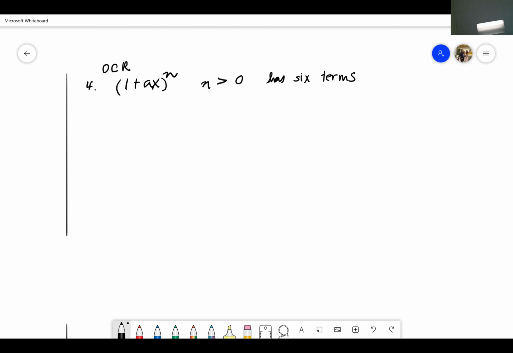Okay, let's talk about what that means. Let's say you have x plus y to the 0. What is the result of that? 1. Let's say you have x plus y to the first. What is the result of that? How many terms does that have? How about x plus y to the second? How many terms does that have?